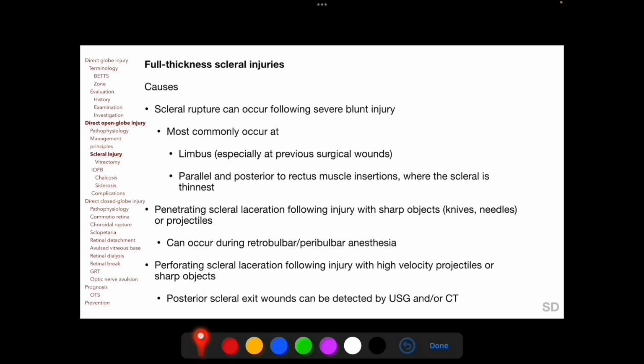Full thickness scleral injuries can be either scleral rupture occurring following severe blunt injury, and which, as we have discussed, most commonly occur at the limbus, or parallel and posterior to rectus muscle insertions, penetrating scleral laceration following injury with sharp objects or projectiles, and perforating scleral laceration following injury with high velocity projectiles or sharp objects.